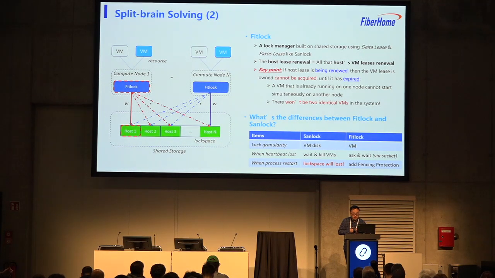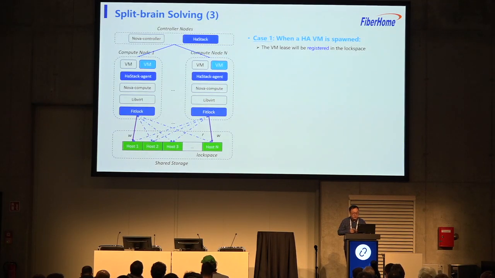And in process restart scenarios, if CenLock is restarted, the lock space will be lost because part of the data is stored in memory. So this is equivalent to a malfunction and will lose protection here. However, under FitLock, we've achieved fencing protection to prevent such failures. So it has much better reliability.